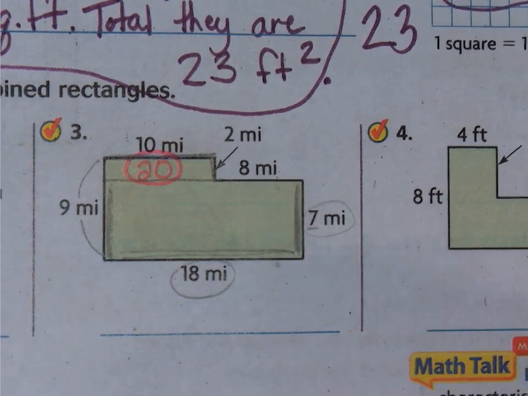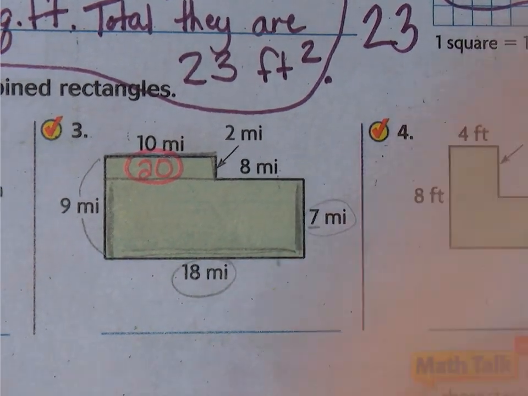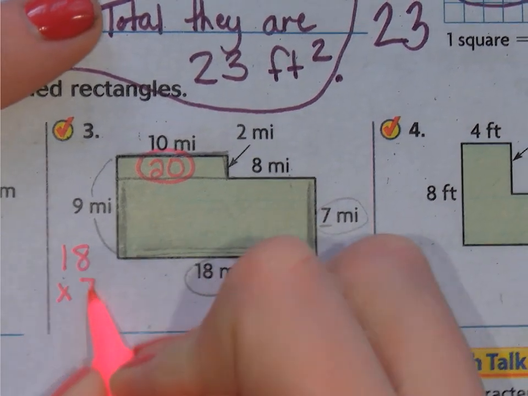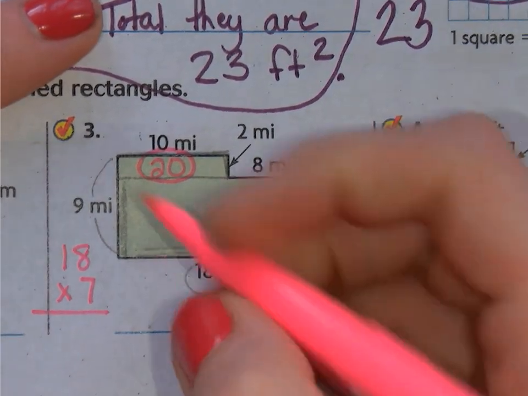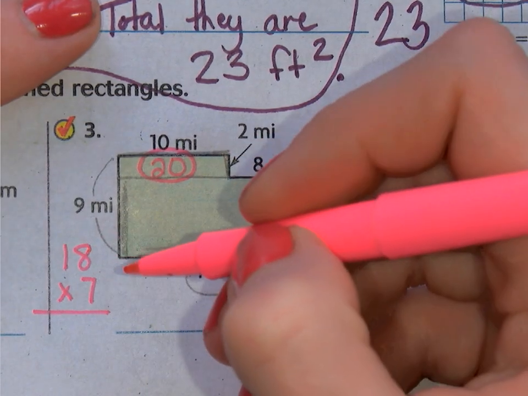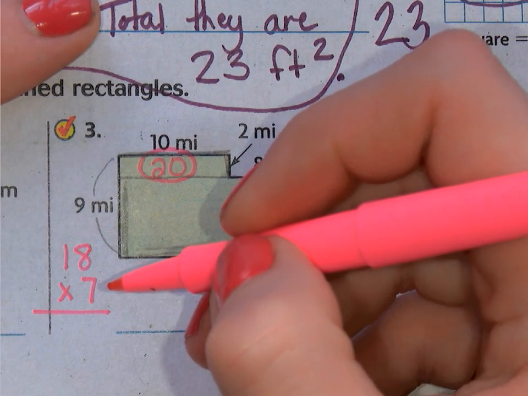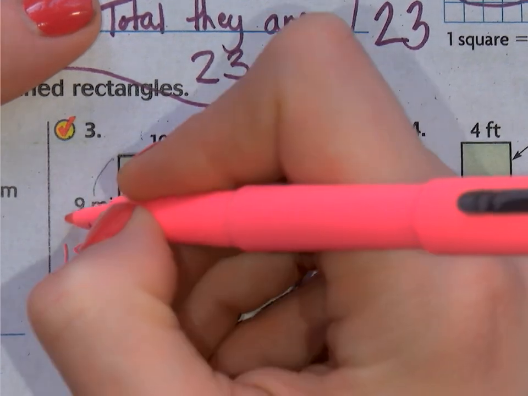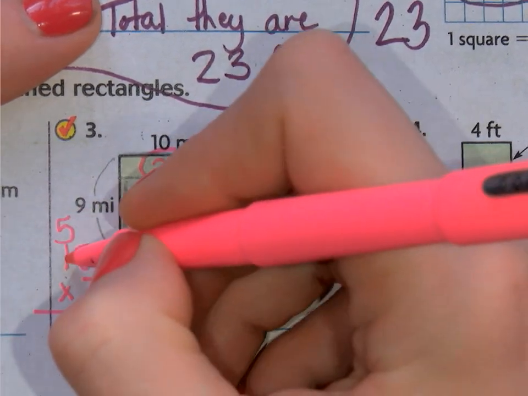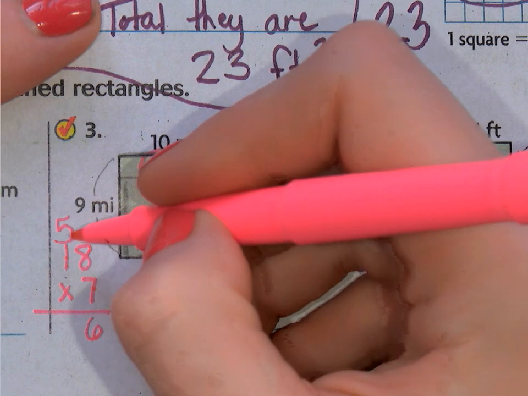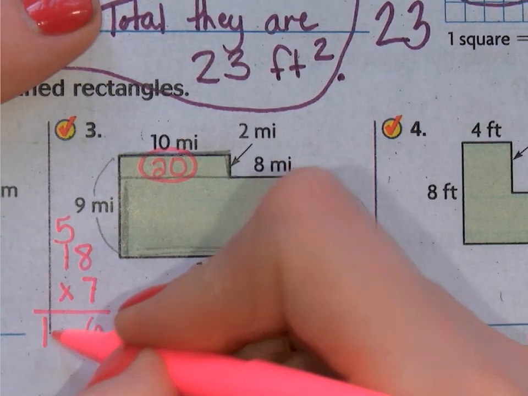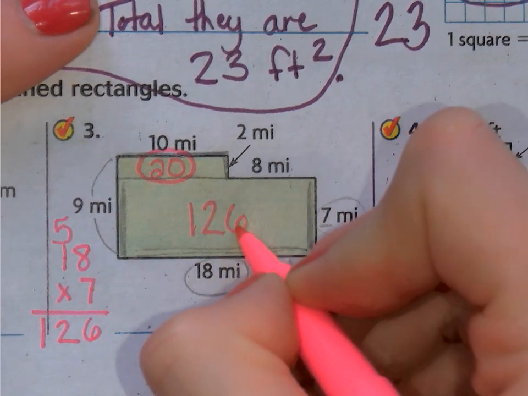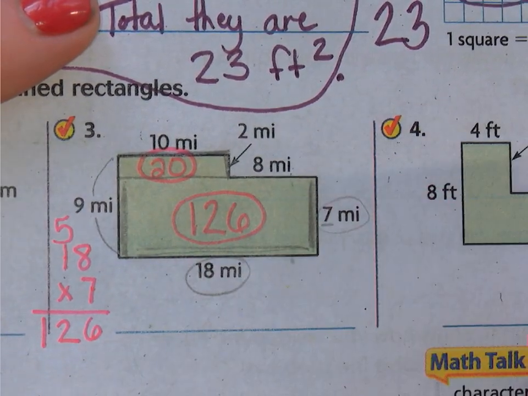So 7 times 18. I don't know that in my head, and you don't either. Get your turtle head. 18 times 7. It's a simple turtle head, one row. 8 times 7 is, what is that? 56, right? 6 stays, 5 goes up. 7 times 1 is 7, plus 5 more is 12. So this big rectangle is 126 miles squared.